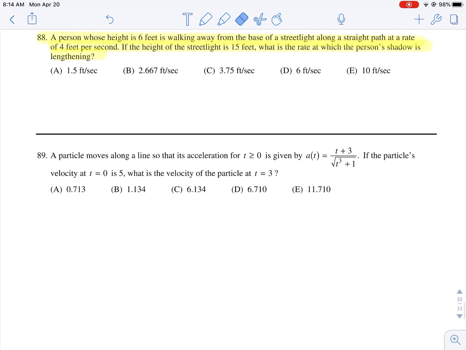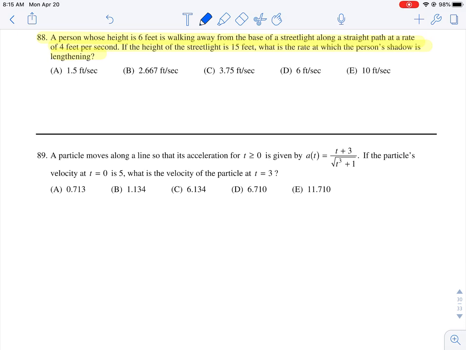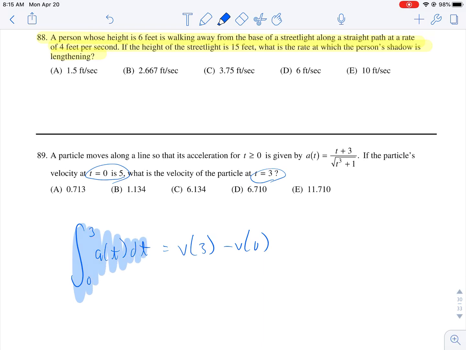89, we got acceleration, and we want to know the particle's velocity, so that is an antiderivative. So this is one of those problems where we know what something is at 0, and we're trying to find it at 3, so we do the integral from 0 to 3 of a of t, which you just do math 9, and that's going to give you some number, and that's going to equal v of 3, which is what we're trying to find, minus v of 0. So use math 9 to get your integral value. Okay, that'll be some number. I don't know what it is. I'll let you find it.